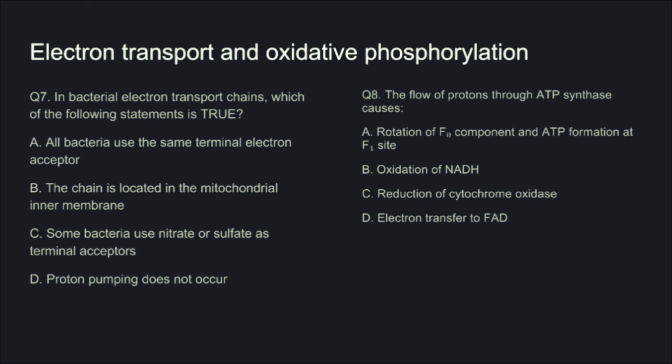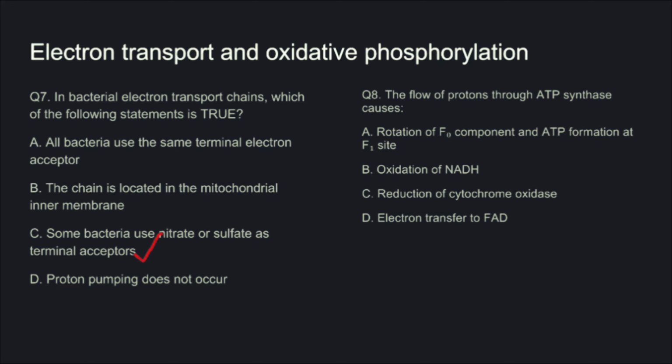Question number 7. In bacterial electron transport chain, which of the following statements is true? Options are A. All bacteria use the same terminal electron acceptor, B. The chain is located in the mitochondrial inner membrane, C. Some bacteria use nitrate or sulfate as terminal acceptor, D. Proton pumping does not occur. So the correct answer for this question is option C. Some bacteria use nitrate or sulfate as terminal acceptors.